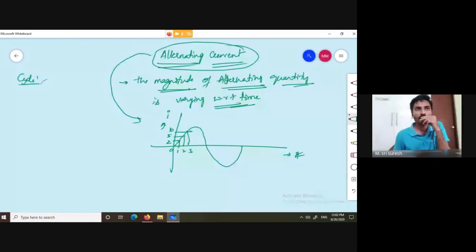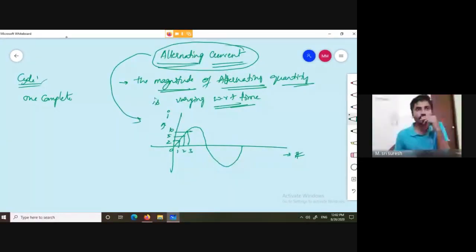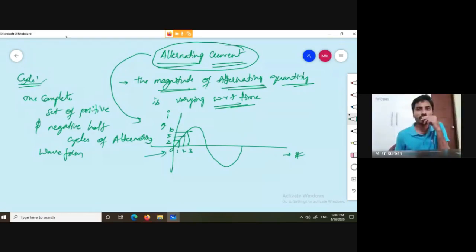Next, cycle. Cycle is not bicycle. A cycle means one complete set of positive and negative half cycles of an alternating waveform. This is an example of an alternating waveform. This is a positive half cycle and this is a negative half cycle. The complete set of positive half cycle and negative half cycle is called a cycle.